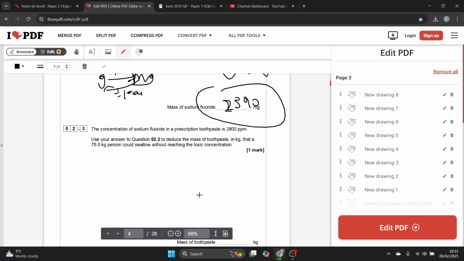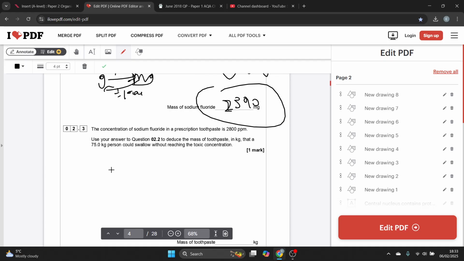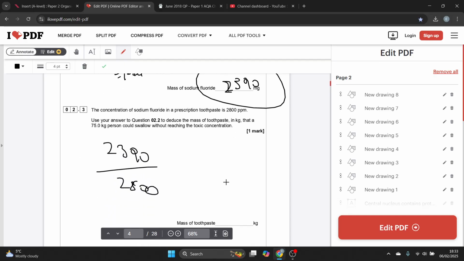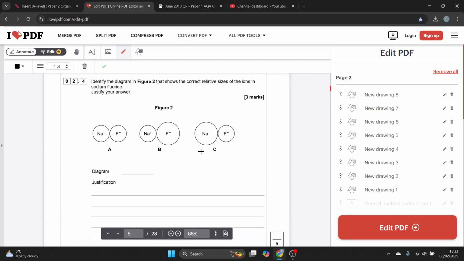Then it says the concentration of sodium fluoride in a prescription toothpaste is that. Use the answer to reduce the mass of toothpaste a 75 kg person could swallow without reaching the toxic concentration. So I'm going to do 2390 divided by 2800, because that's the concentration of toothpaste, and that's the mass of toothpaste needed, 0.854 kilograms. Identify the diagram that shows the correct relative size of the ions of sodium fluoride. Well, I know negative ions have a larger ionic radius than positive ions, so therefore the answer is going to be B.